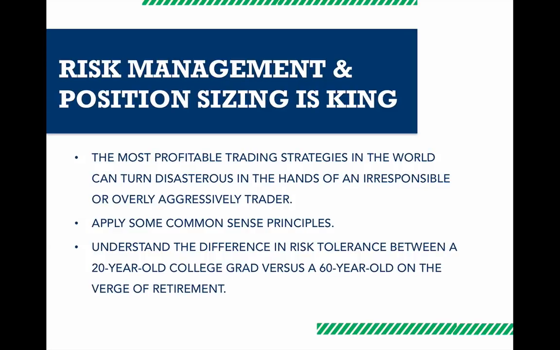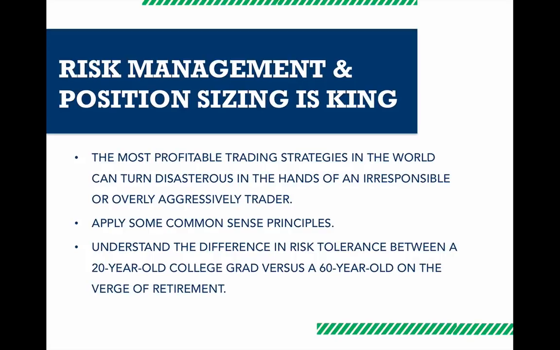Also understand, though, there is a difference in risk tolerance between, say, a 20-year-old college grad versus a 60-year-old on the verge of retirement, right? Those are very different risk profiles and outlooks and expectations for what those two types of people, those two traders, are looking at from their system. The 20-year-old college grad can probably risk 2% per trade, and that would be perfectly reasonable because they may not have a lot of capital, they have a ton of time in front of them, and they may be trying to get an early head start trading pretty aggressively.